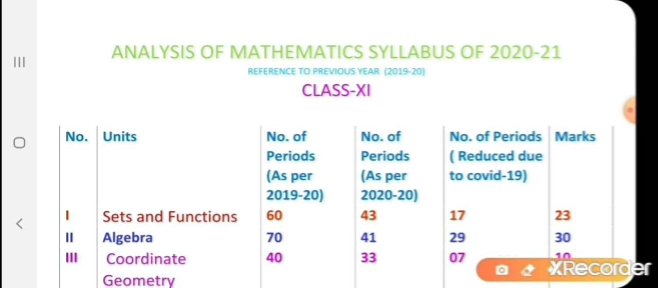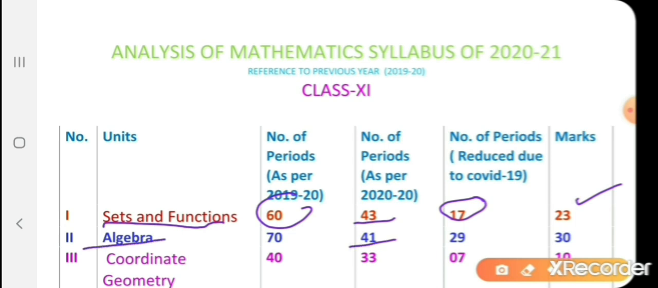So the first unit is sets and functions. This year it has 43 periods in comparison to last year's 60, so 17 periods are reduced, and 23 marks. The marks are the same as the previous year. Similarly for algebra, 41 periods this year in comparison to last year's 70, so 29 are reduced, and the marks are 30.